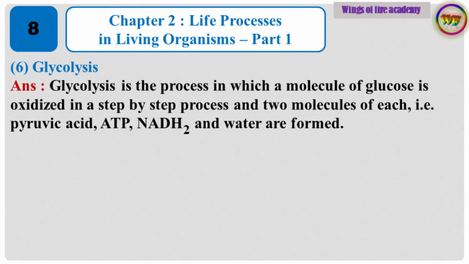Sub-question 6. Glycolysis. Answer. Glycolysis is the process in which a molecule of glucose is oxidized in a step-by-step process and 2 molecules of each, in other words pyruvic acid, ATP, NADH2 and water, are formed.